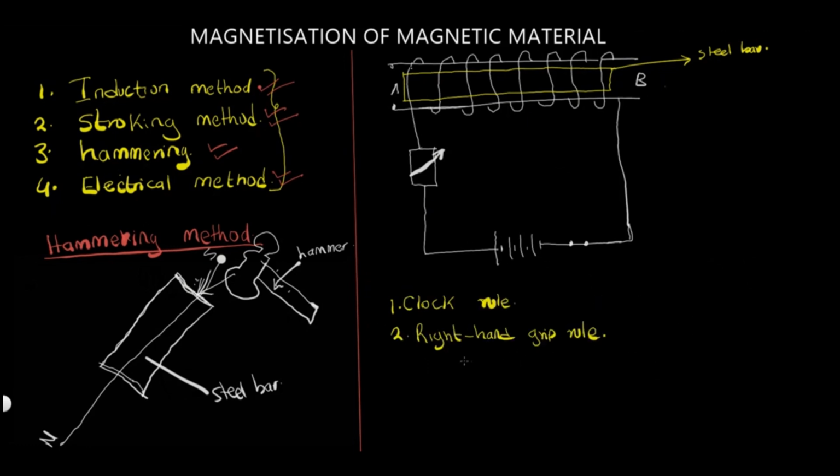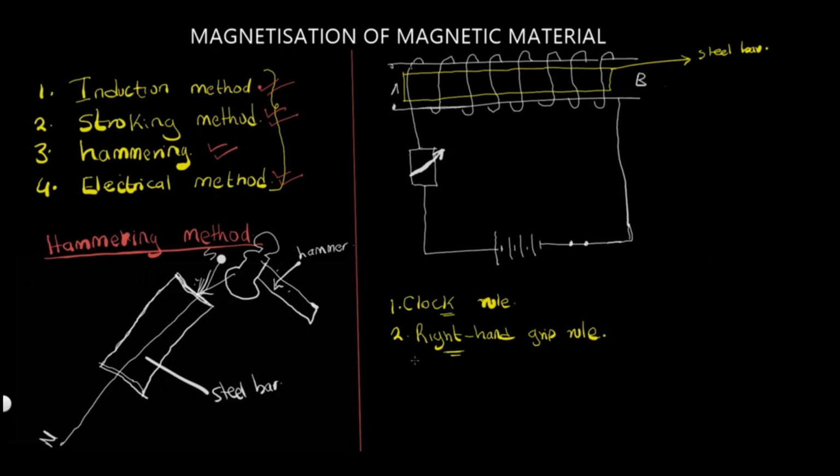So in physics, make sure you take note of the hand that you're supposed to use. If it's the right hand, you're supposed to use the right hand. If it's the left hand, you're supposed to use the left hand. That is very important, because if you switch the hands, then you will get a different answer. So it will be much easier if you use the clock rule if you do not master the right hand grip rule.